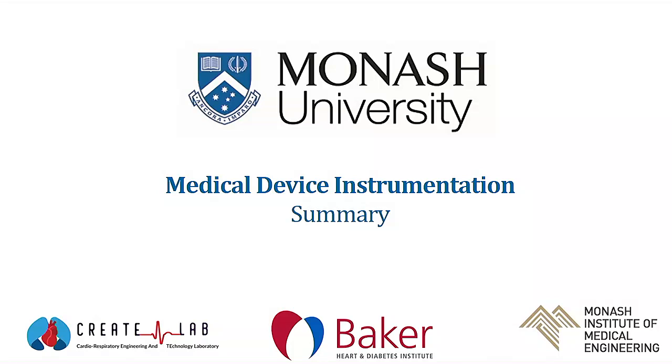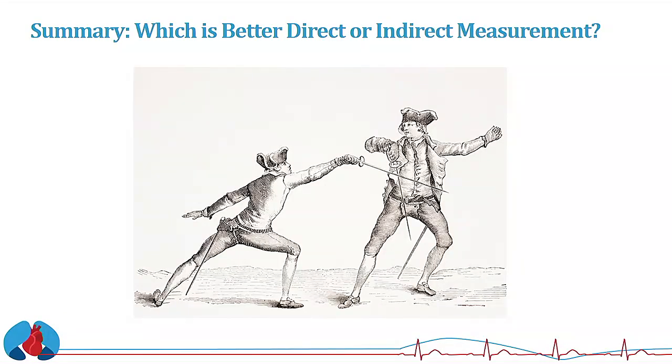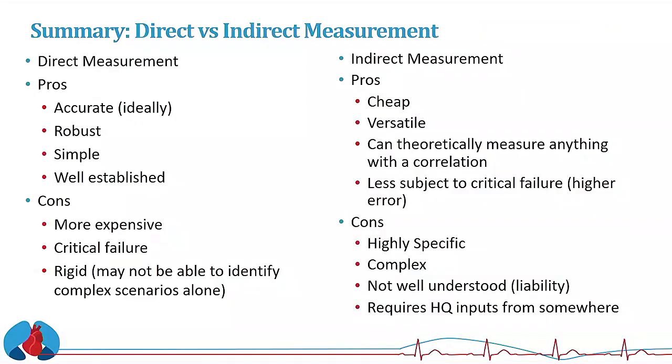So before we go into the summary, does anyone have any questions so far? No, still shy. Okay. So a summary. Which is better, direct or indirect measurement? Direct measurement, what's good about direct measurement?